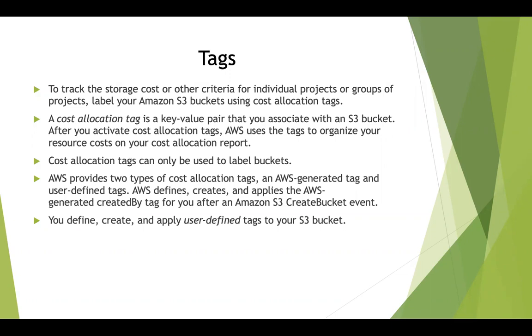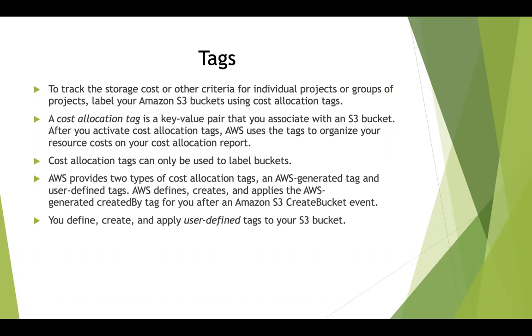Something along the lines of, this bucket is used for this particular project. So project name, and this is the name of the project. And that tag is associated with that particular bucket. So after you activate cost allocation tags, AWS uses these tags to organize your resource cost based on your cost allocation report. On the billing console, we will be able to view our cost allocation report, and in that report, you will be able to view your cost allocation tags. It can only be used to label buckets.